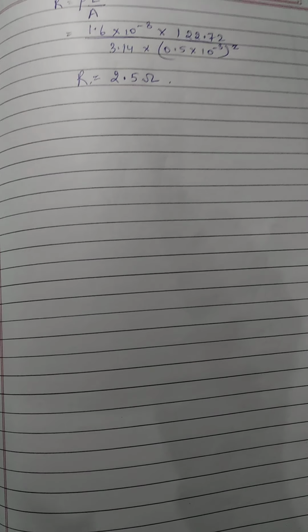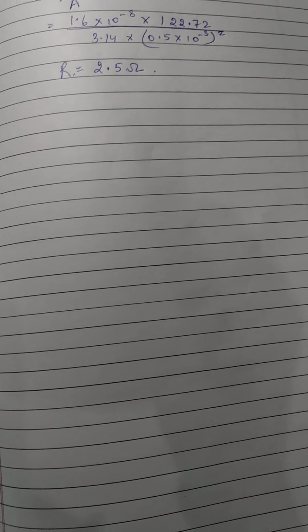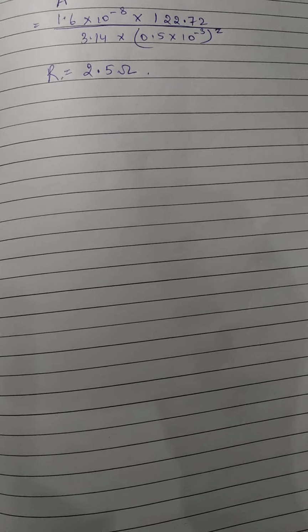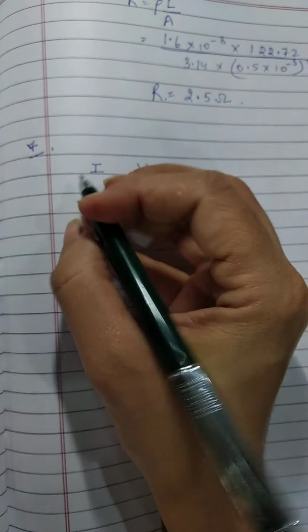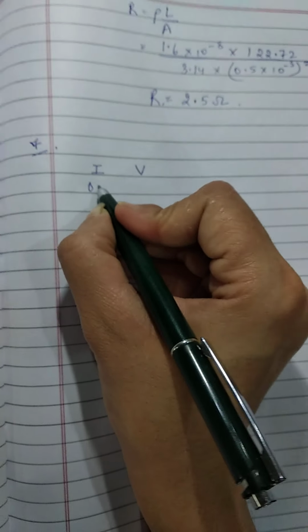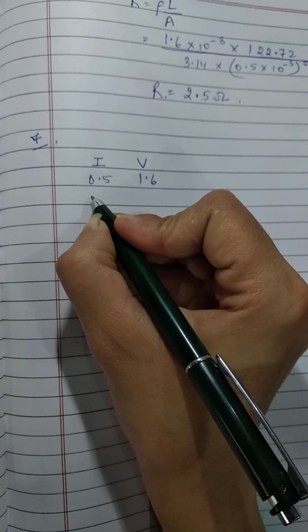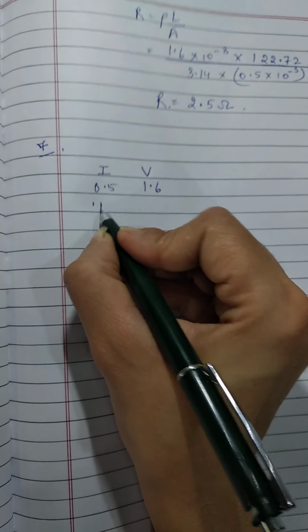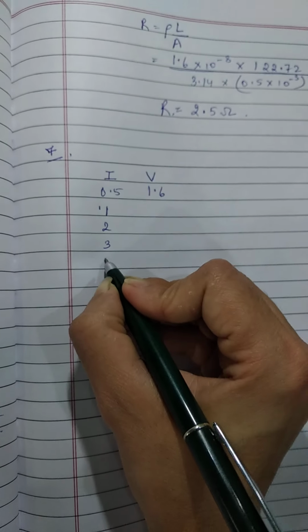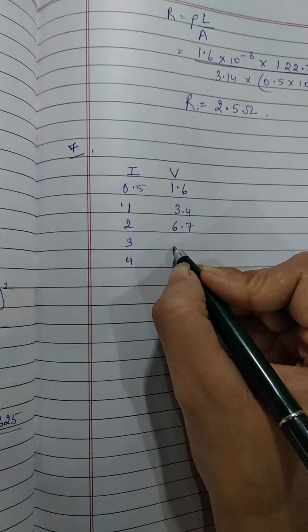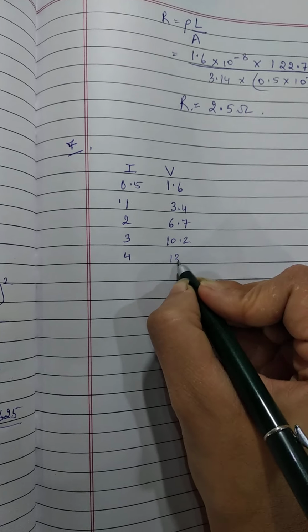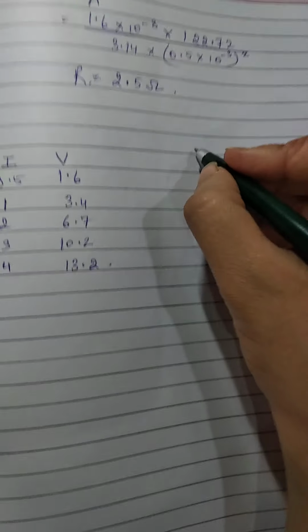In question number 7, we have the values of current I flowing in a given resistor for a corresponding value of potential difference across the resistor given below. So we are given a table for I and V. When I is 0.5, V is 1.6. When I is 1, 2, 3 and 4, V becomes 3.4, 6.7, 10.2 and 13.2.